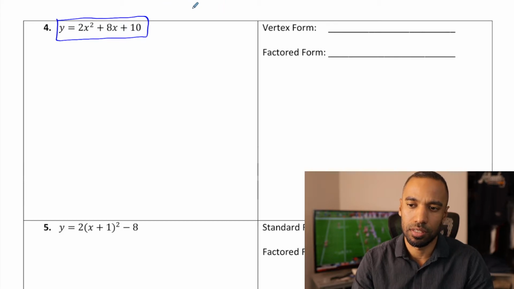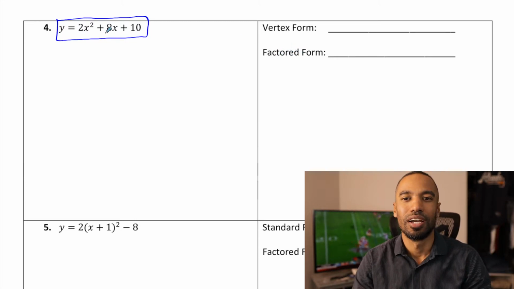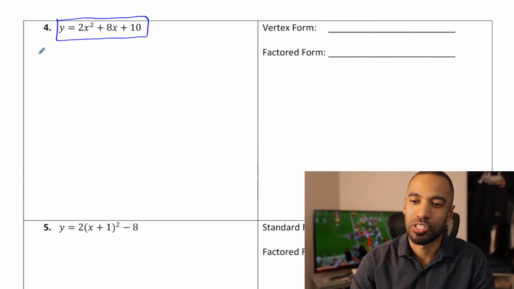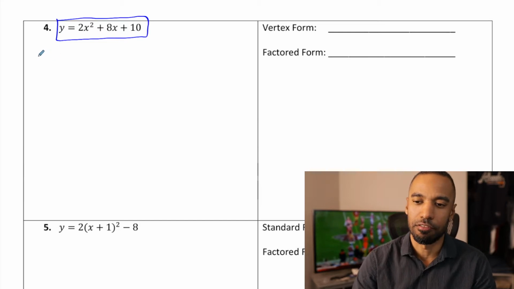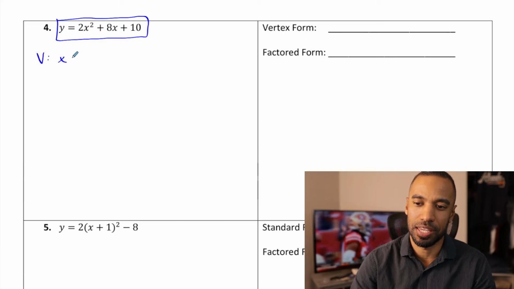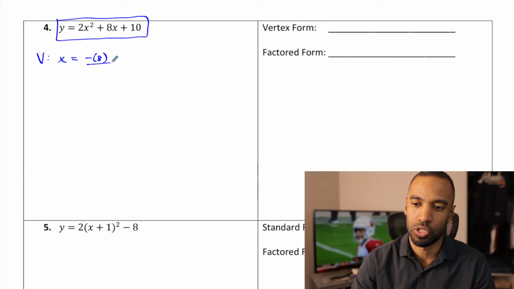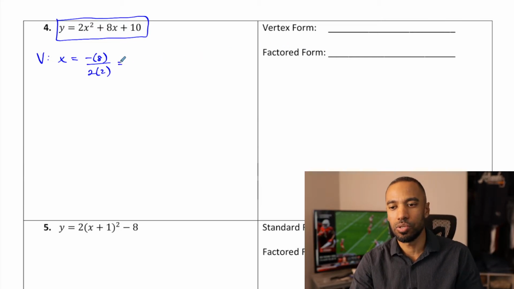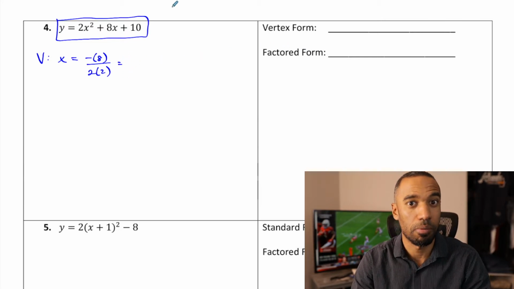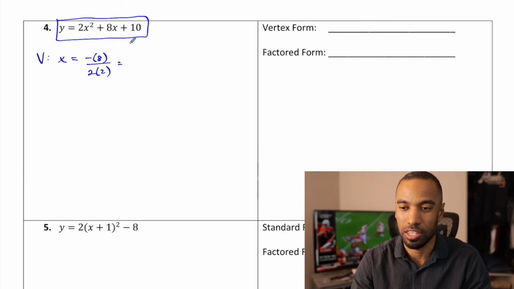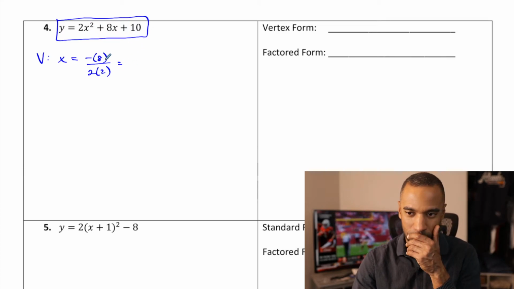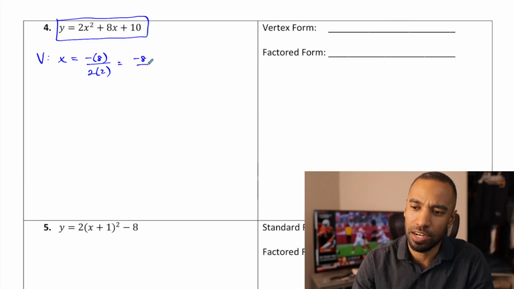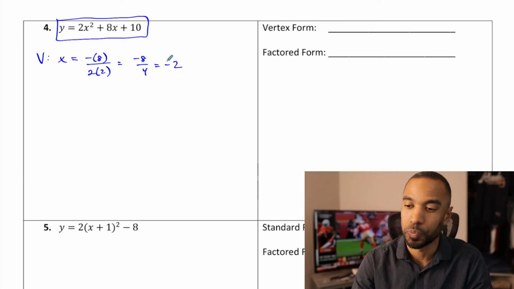I'm sorry, I'm looking at this. Number 4 is not factorable, so I don't know what they want us to do here. Okay, number 4, standard form. The vertex, the x value is at -b over 2a. Why did they give me factored form? I like to do these under the pretense that everything's factorable, so apologies. Unless I'm looking at this problem wrong. Excuse me. Negative b over 2a is negative 8 over 4, which is negative 2.